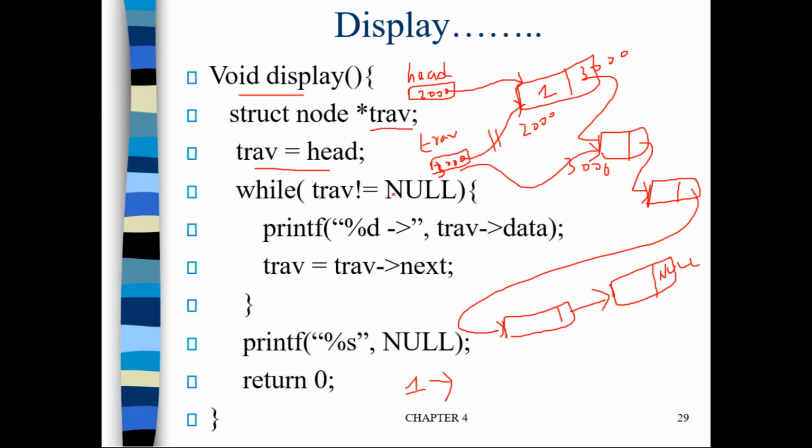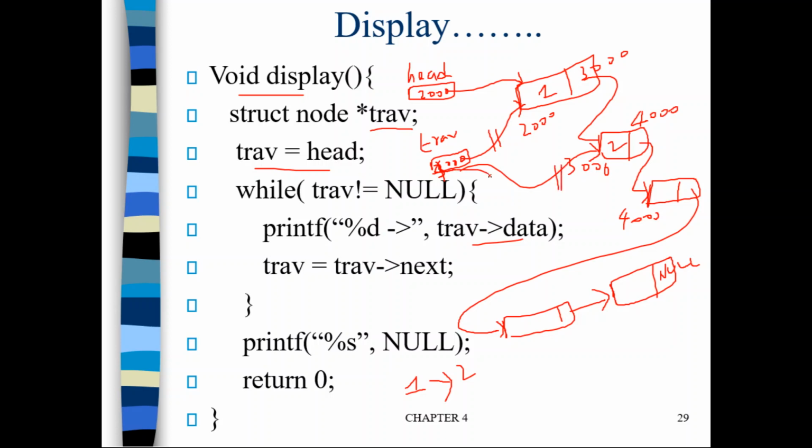Again we check, is it null? No, it's not null. Then display the data part. What will be its data part? 2. So 2 will be displayed. Again traverse is equal to traverse arrow next. What is its next? Maybe its next is pointing to 4000, because the third node's starting address may be 4000. So now traverse is equal to traverse arrow next, which means this is no more 3000, it is 4000. Again we check, is this null? So now traverse is not pointing here.